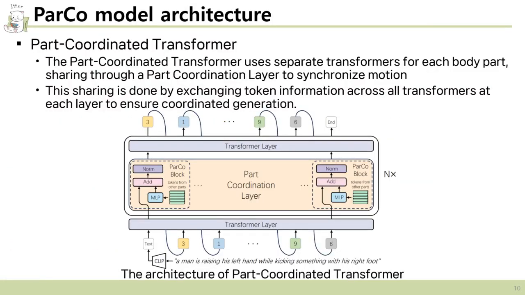The Part-Coordinated Transformer is the core of ParCo's architecture. Each body part has its own dedicated transformer, and the part coordination layer ensures that these transformers are synchronized. This layer allows the different body parts to share information with one another, making sure that the arms, legs, and other parts move in harmony. Without this layer, the generated motions could look disjointed or unnatural. The part coordination layer plays a key role in maintaining fluidity across the entire body.